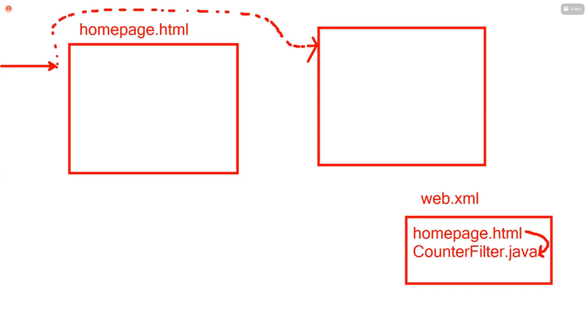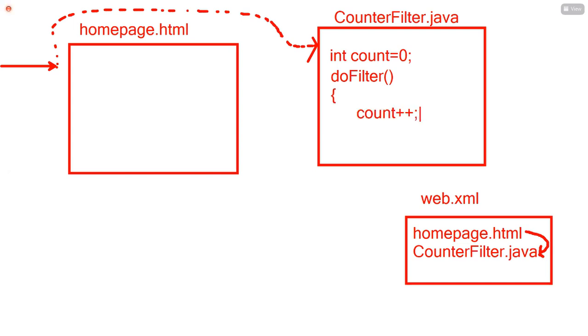Now suppose CounterFilter.java. Here int count equal to 0. In the doFilter method, inside the doFilter, you can write count plus plus.